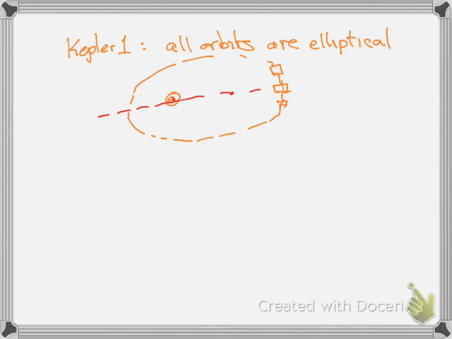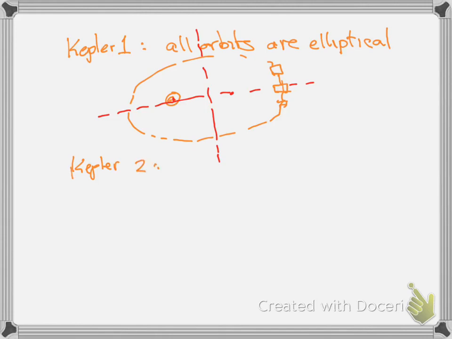We talk about the major axis and the minor axis, etc., of the ellipse. But the satellite is going to go around one of the foci of the ellipse. That's Kepler's first law. Kepler's second law is equal areas and equal time.